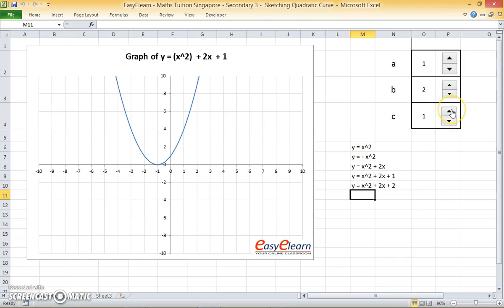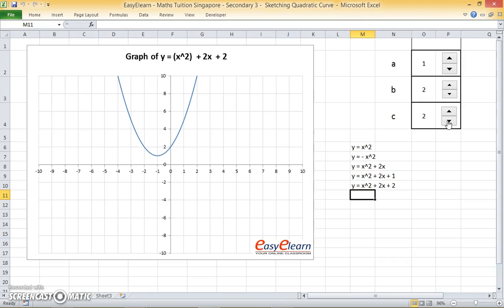If I increase the c value to number 2, the whole graph shifts up. Oh, it jumps to 4 here. Okay, so let's take a look at it now. Let me bring it to number 2. So this is x squared plus 2x plus 2. The curve goes up by certain points. It doesn't intersect the x-axis, so it doesn't have any real roots. No real roots for this curve.